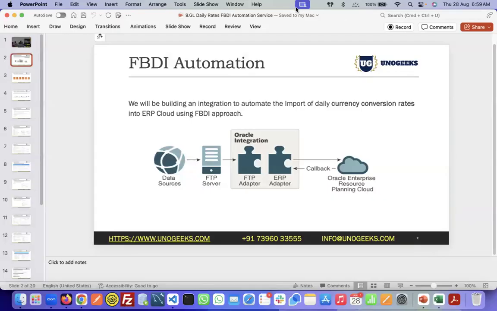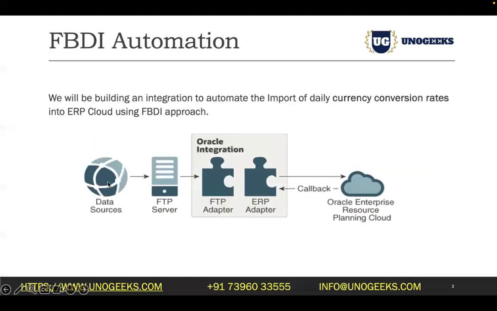Because when you do file-based automations, you will be getting a file from a data source, and that file might not be in the required format that has to be sent to ERP Cloud. In such cases, you would need a database layer here. You dump the file to a database, run a procedure, and then you get the validated data back in the required format and you send it to cloud.